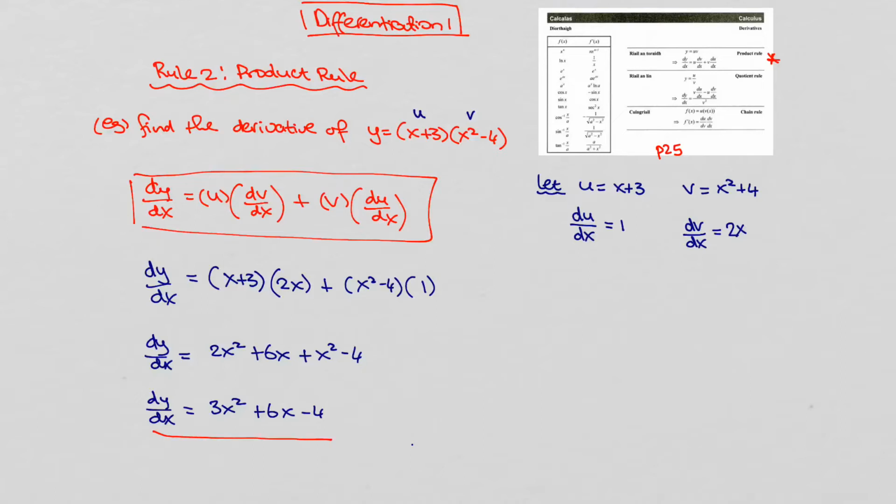In other words, the slope of the tangent to the function y at any given value for x is 3x squared plus 6x minus 4. So you're always letting the first bracket be u and the second bracket be v, and then going to page 25 in our tables, we can simply apply that rule. So let's have a look at one more example.